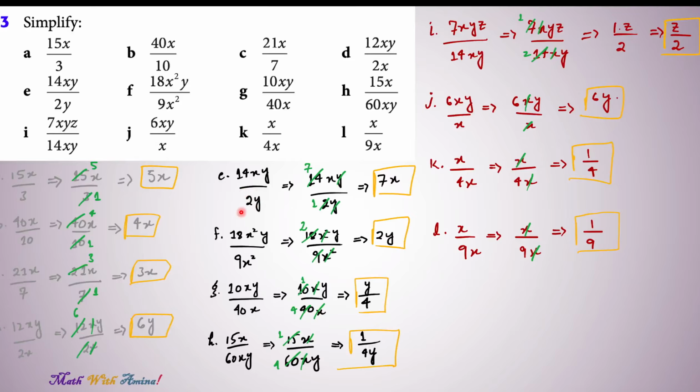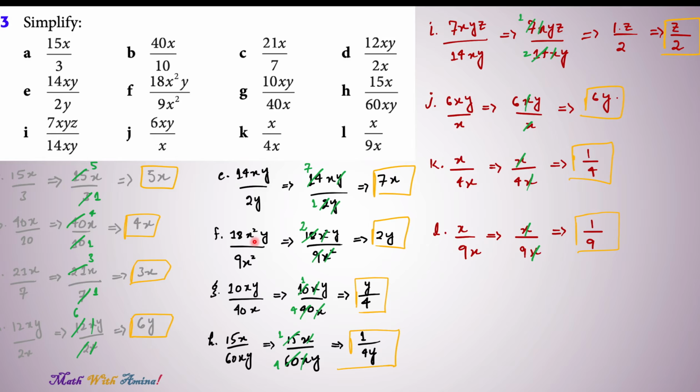Then we have 14xy over 2y. So 2 multiplied by 1 is equal to 2. 2 multiplied by 7 is equal to 14. So 2 is a common factor, therefore 2 and 14 get cancelled, as you can see in here. Then we look into the variable. X appears only once in the numerator and not in the denominator, so it will remain as it is. Y is a variable. It appears in the numerator and the denominator and their powers are the same, so it will get cancelled. And we will be left with 7x. So 7x is the final answer.